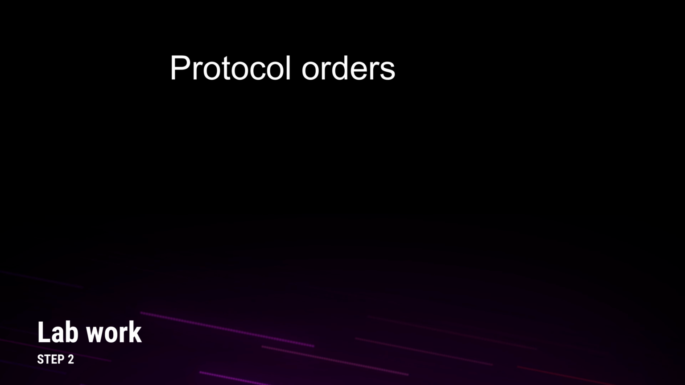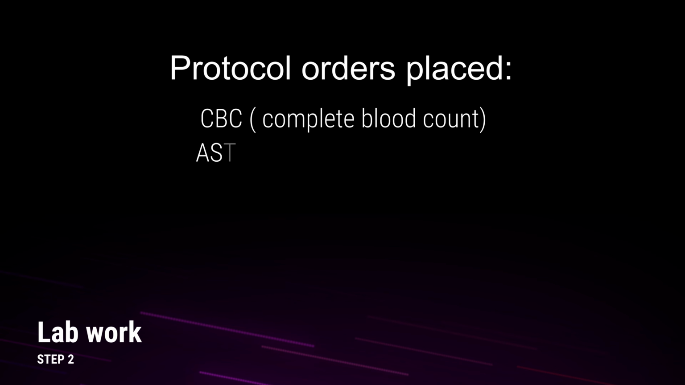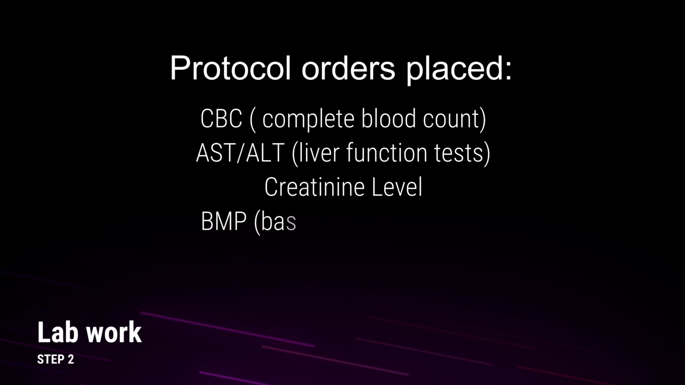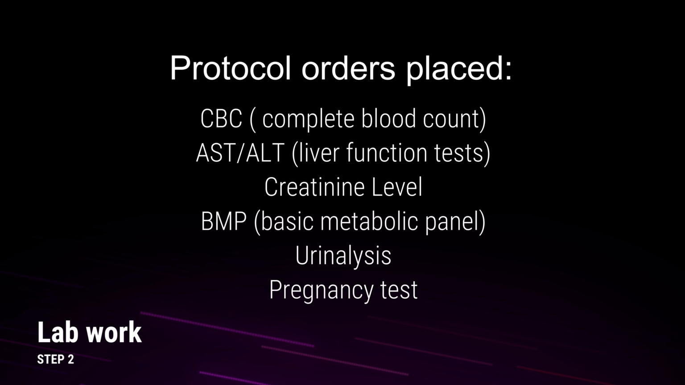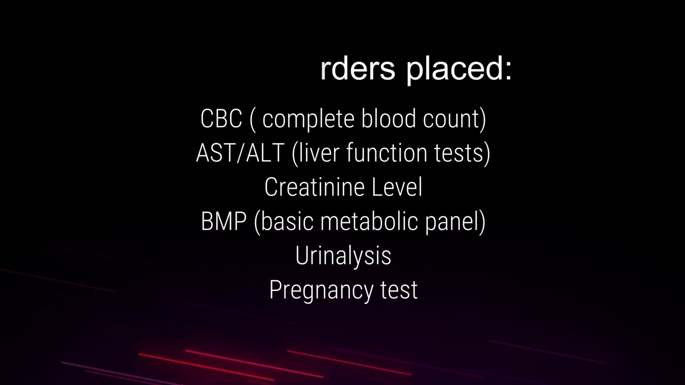The following blood work has been placed due to using your nursing protocol orders. You selected abdominal pain protocol. The following is entered: a CBC, complete blood count, AST and ALT, which are your liver function tests, your creatinine level, kidney function test, a BMP, a basic metabolic panel, a urinalysis, and a pregnancy test.